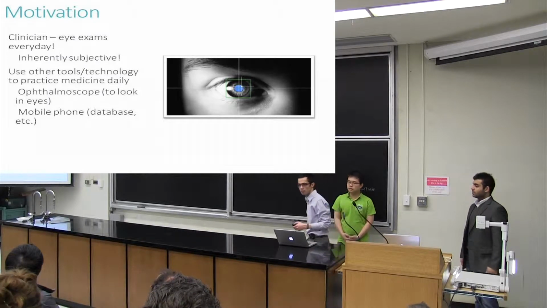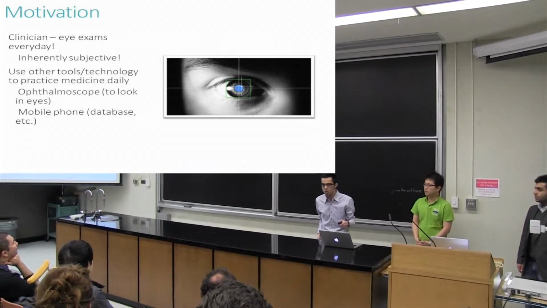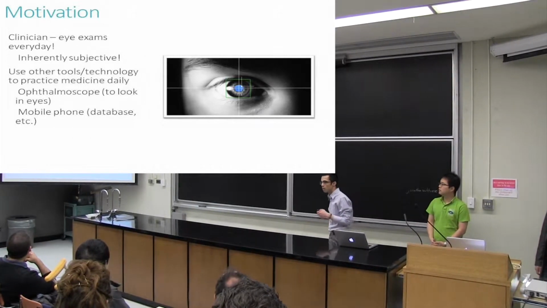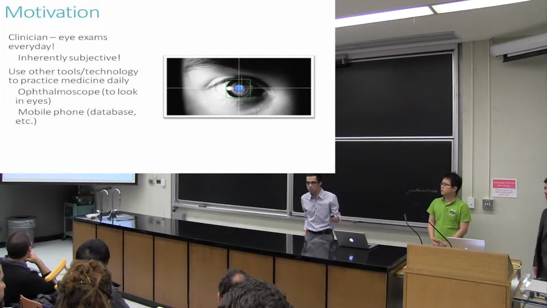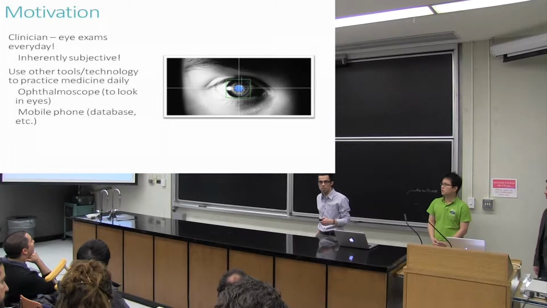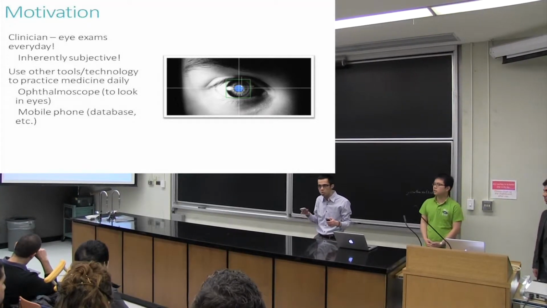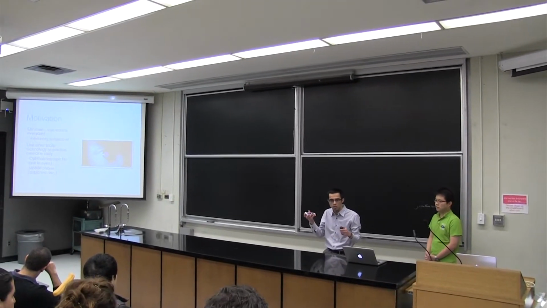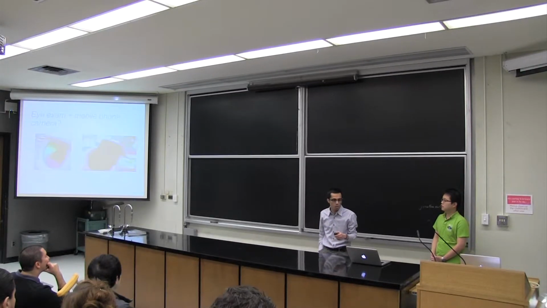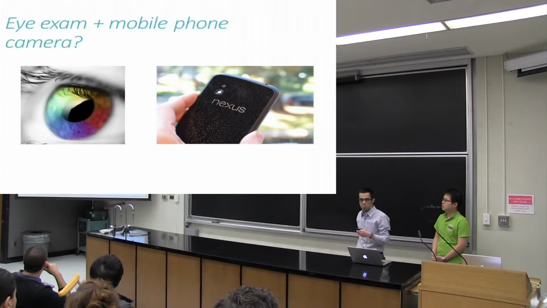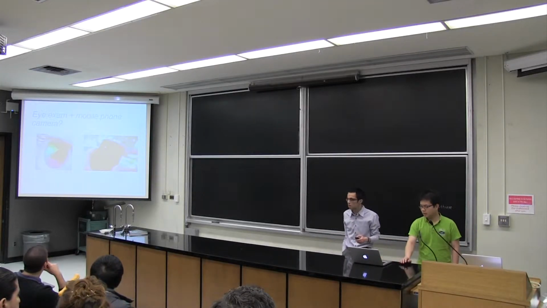As a clinician, I'm a family physician, and I work in the hospital. I do many physical exam maneuvers every single day, and one of them is the clinical eye exam. But inherently, it's a very subjective maneuver. At the same time, in the office or in the hospital, I use other tools such as a stethoscope and ophthalmoscope, which is a tool that we use to look in the eyes. But I also use my phone every single day because I've got a lot of applications and databases on here. So I was thinking, got a phone, have a camera on it, look in the eyes, why not potentially combine these?